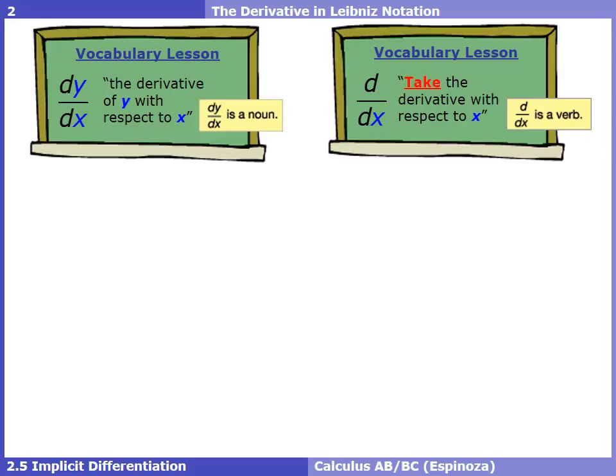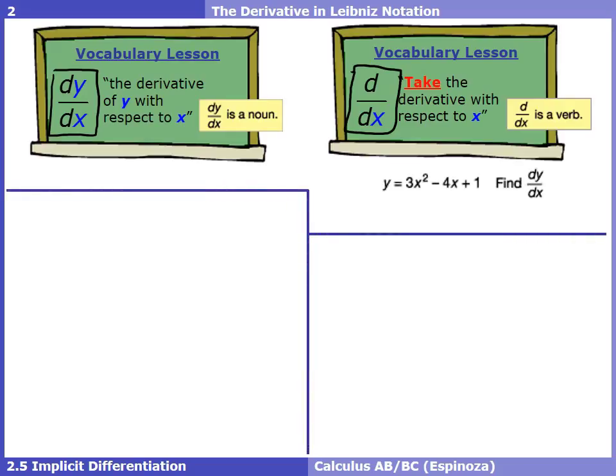Okay, so we have to make sure we know a few things before we get into this implicit differentiation. A quick review of some vocabulary that we talked about. Whenever you see the notation dy dx, we're saying that that is the derivative of y with respect to x. In other words, it's a noun because it is a thing. That is the derivative. On the other hand, when we write just a d over dx, d dx, that's telling us to take the derivative of whatever function we have with respect to x. So it's a verb. It's asking you to do an action.